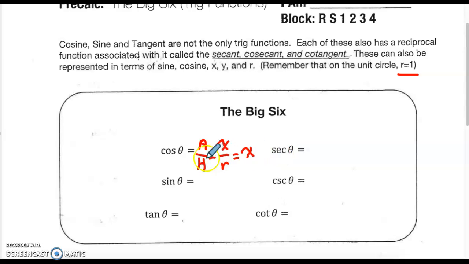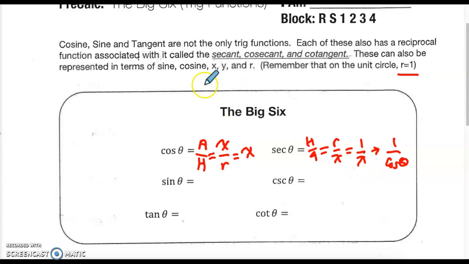So secant is the reciprocal of cosine. One way to remember that: cosine starts with a c, ends with an s; secant starts with an s, ends with a c. So in general, it would be the hypotenuse over the adjacent side, which is the same as r over x, which on the unit circle is 1 over x. Another way to look at it is 1 over cosine of theta.